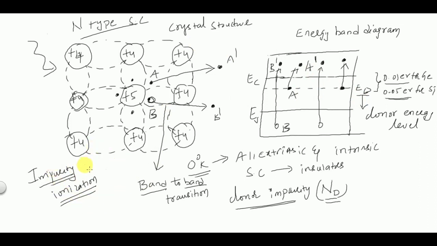Okay, so this is the band diagram, crystal structure and the phenomenon of current conduction in the case of N-type semiconductor. If you observe here, the total number of free electrons is more when compared to the total number of holes. This is the reason why electrons are called majority carriers and holes are called minority carriers in the case of N-type semiconductor.